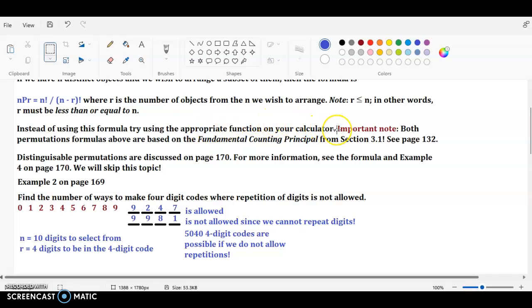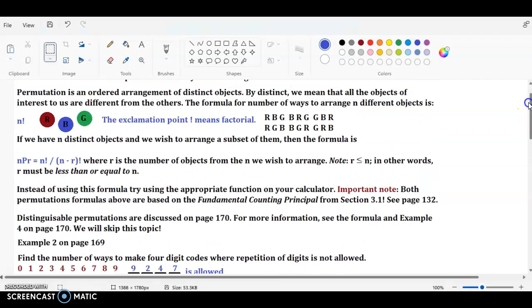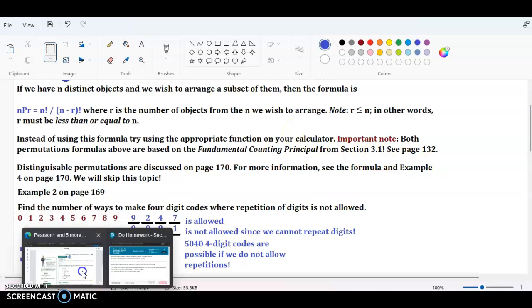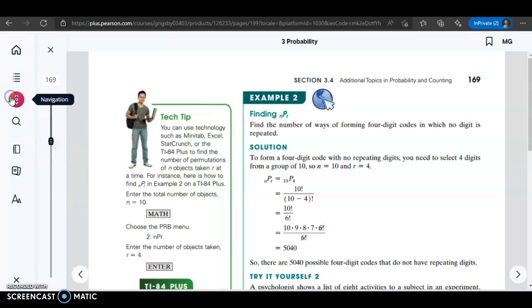The other thing I want you to be aware of is that both permutations formulas above, this one here, and then the n factorial one that we talked about earlier, are actually based on the fundamental counting principle that we discussed in section 3.1. So we can quickly revisit that in the book. Page 132 is where you find the fundamental counting principle.